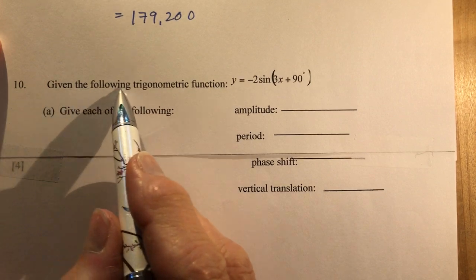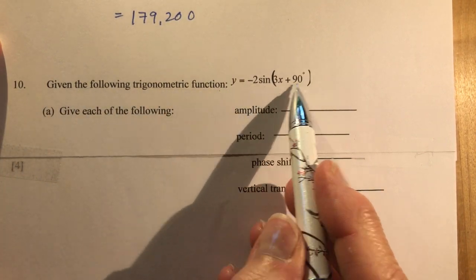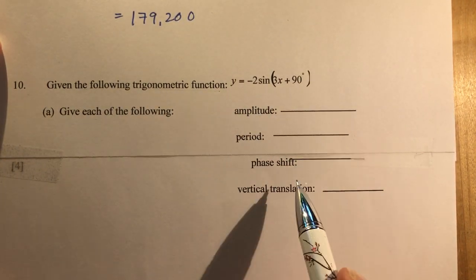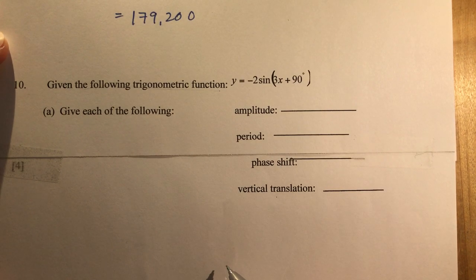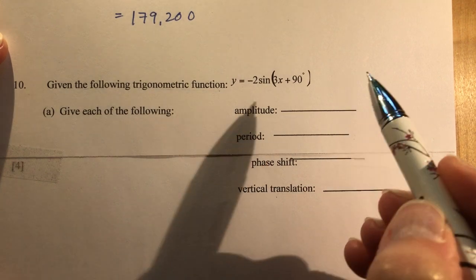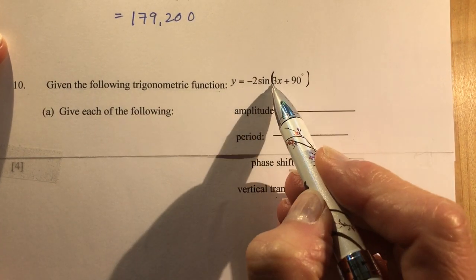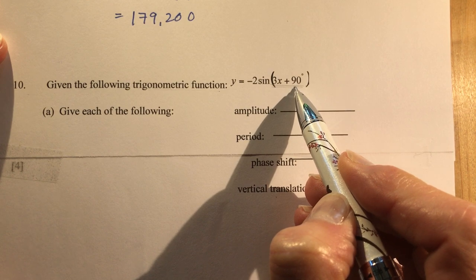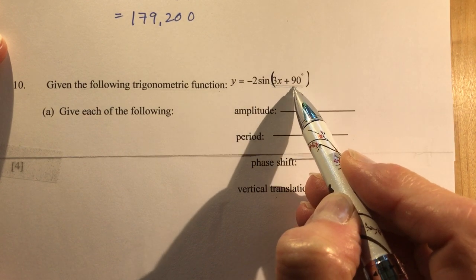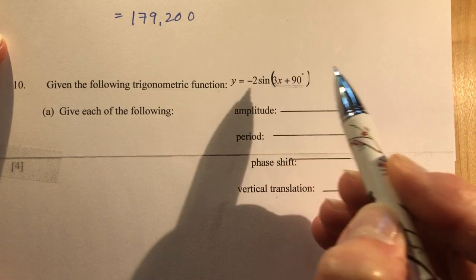It's number 10. It says, given the following trigonometric function, state the amplitude, the period, the phase shift, the vertical translation, and on the next page they want you to graph it. So the first thing you should always be really careful with is this. You see how this is written like this? Rewrite it by factoring out that 3, or you're going to have an improper phase shift, right?